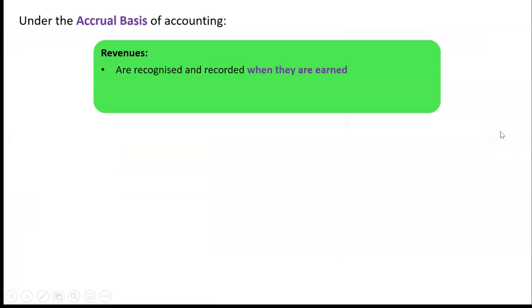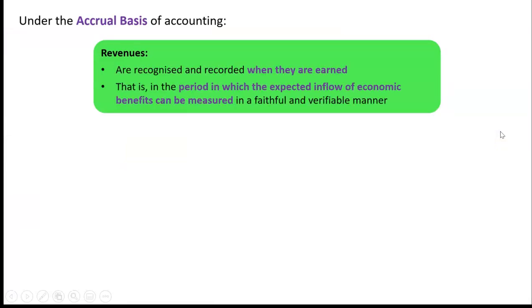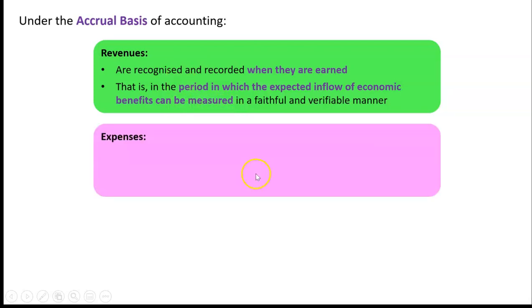What are we talking about here? Well, under the accrual basis of accounting, revenues are recognized when they are earned. This fancy bit here says in the period in which the expected inflow of economic benefits can be measured. Basically, it just means, have you earned some revenue? Was there a document that can prove it? You've got some revenue. And expenses are recognized when they are incurred.